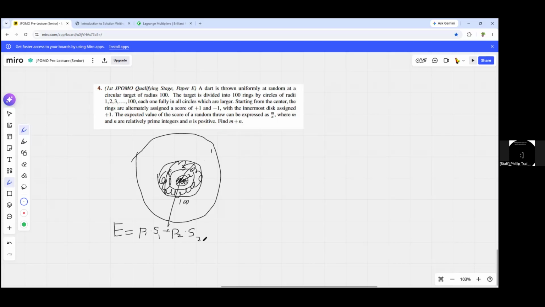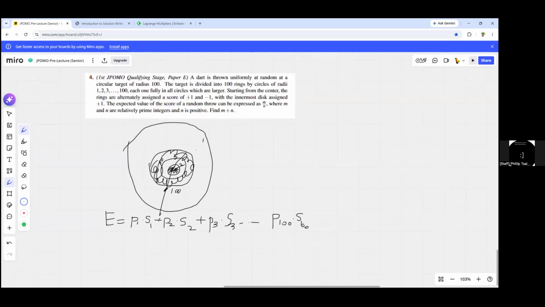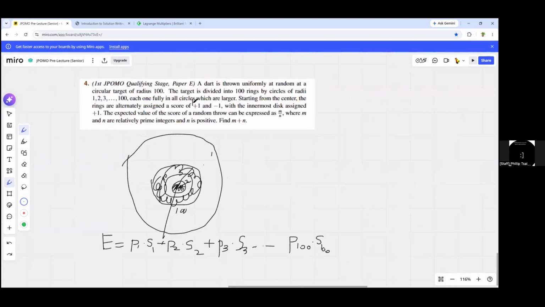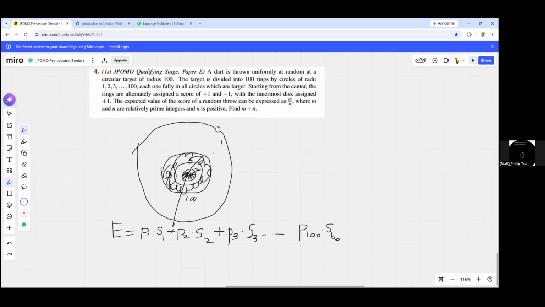So if S is the score we receive and P is a probability, then the expected value looks something like this: P1 times S1 plus P2 times S2, and so on, all up to P100 times S100. It's because we have 100 grades here. Our score in this problem is positive 1 and negative 1, where it alternates for odd and even integers.